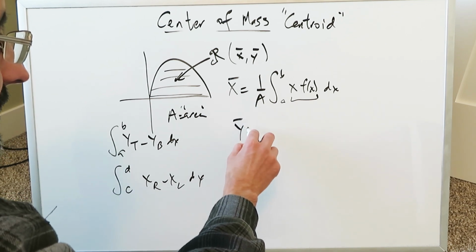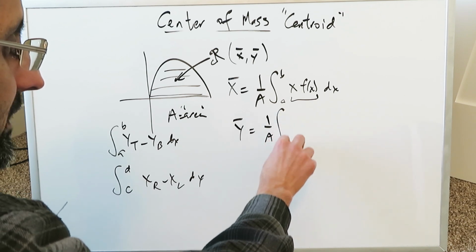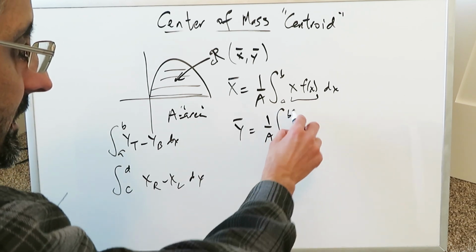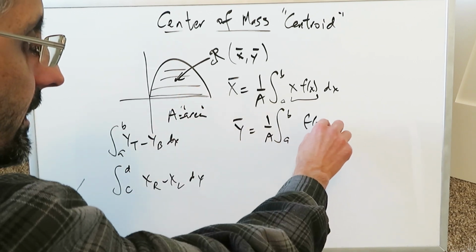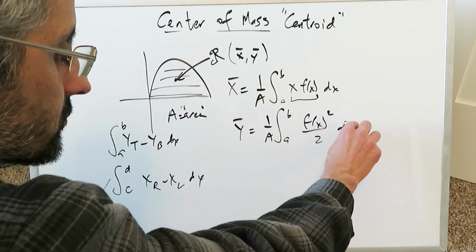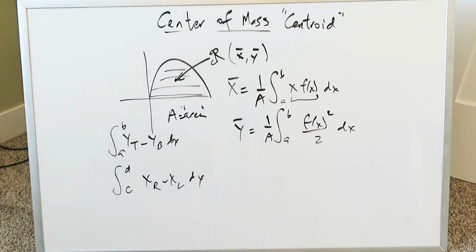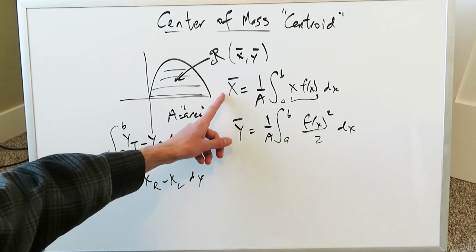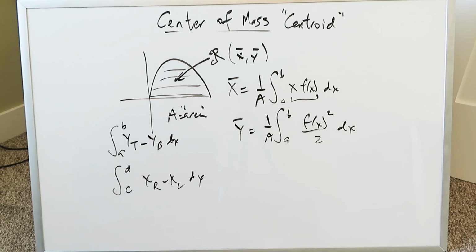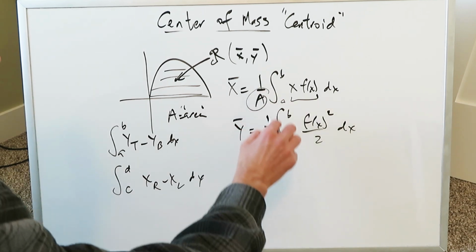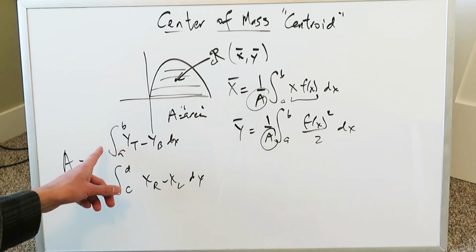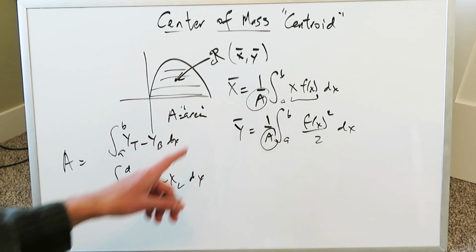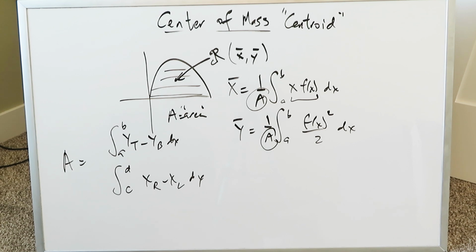The y value of this center of mass is again 1 over A, the same A, and along the same dimension, a to b in the x dimension. Here you're looking at f of x whole squared over 2 dx. That right there represents the formula for determining the x value of your center of mass and the y value of the center of mass. This part right over here is represented by exactly what you see over here. You can have area between curves calculations just simply to determine that area value.